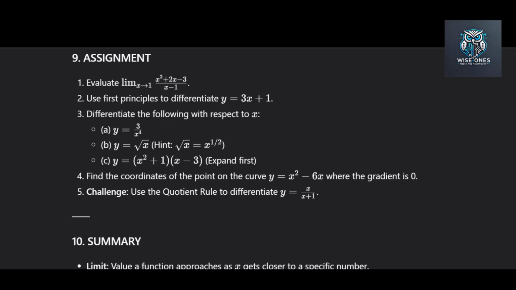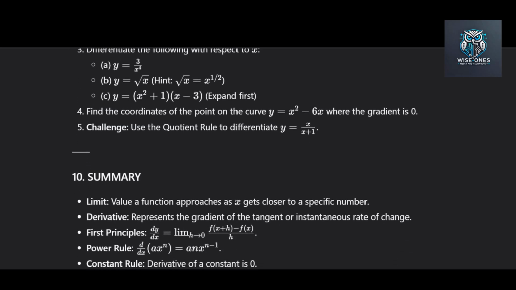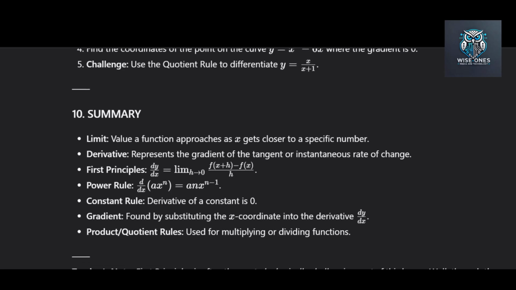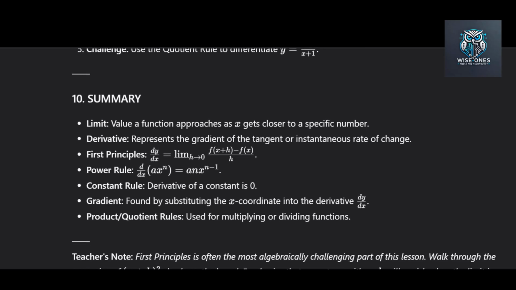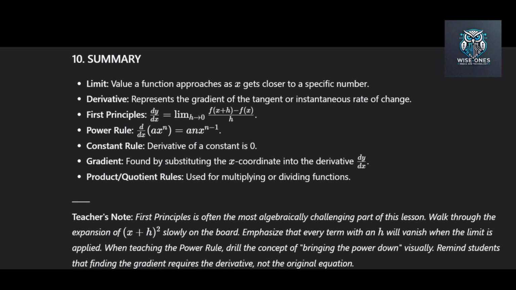Part C. y equals (x squared plus 1) times (x minus 3). Expand first. Question 4. Find the coordinates of the point on the curve y equals x squared minus 6x where the gradient is 0. Question 5 is a challenge. Use the quotient rule to differentiate y equals x over x plus 1. This last one is tricky. It uses the rule we just introduced. Do not worry if you find it hard. Just try your best.